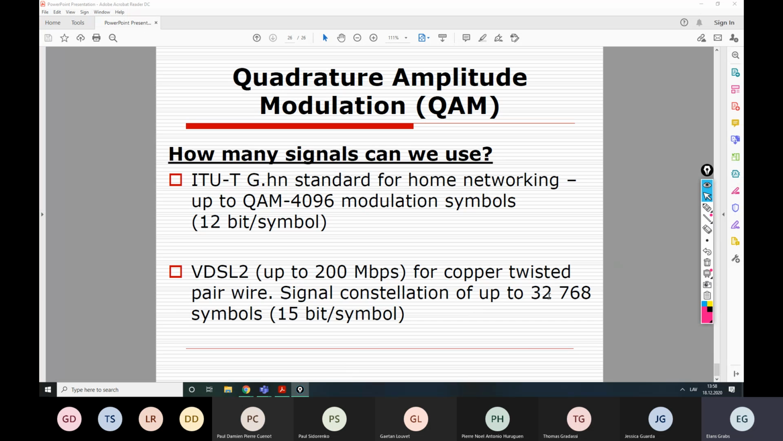And how far can we go? How many signals can we use? Already there are standards for home networking, which use up to QAM 4096 signal points, right? Effectively, this means that we send 12 bits per one symbol. And for VDSL2, which can achieve up to 200 megabits per second over copper twisted pair wire, the constellation can consist of up to 32,000 and more different signals, each carrying 15 bits, right?